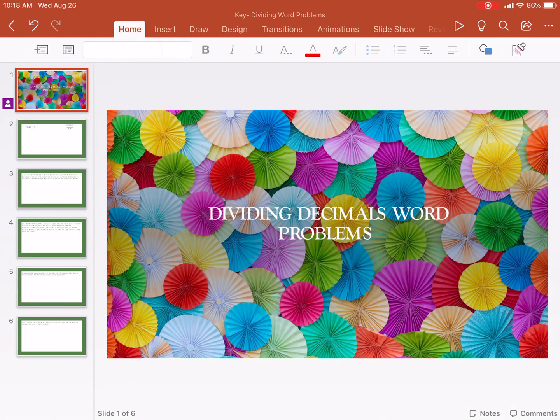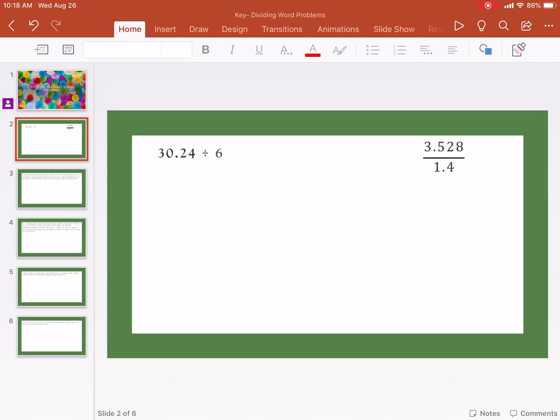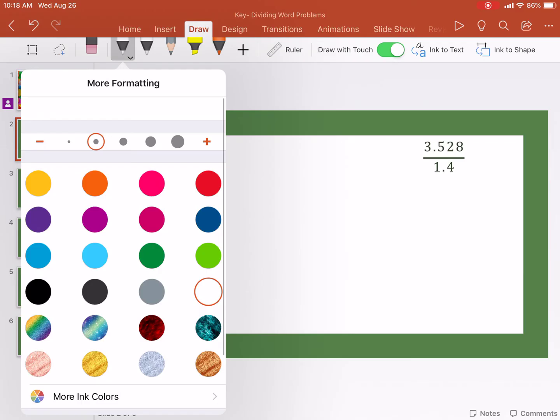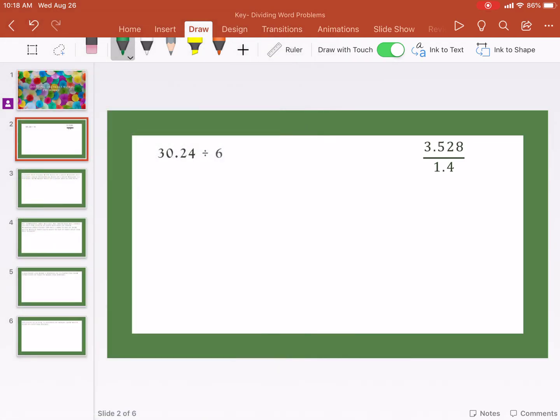Hey guys, in this video we're going to be talking about dividing decimals and we're going to do some word problems. But before we start, we're going to do a quick review with some practice. So I'm going to use the pretty green to match. So we have 30 and 24 hundredths divided by 6.